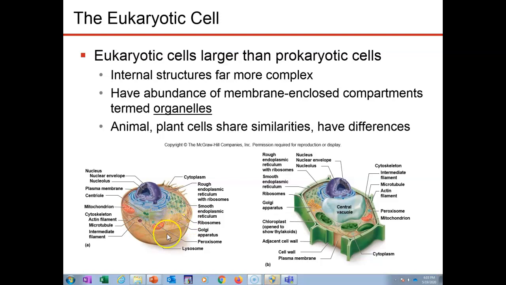So we'll talk about eukaryotic cells. We'll focus on animal cells because that's what I typically talk about, but we'll talk about plant cells as well. And we'll look at the fact that eukaryotic cells are larger, more complex. They have more internal structures. The structures are known as organelles. This is an animal cell. This is a plant cell.